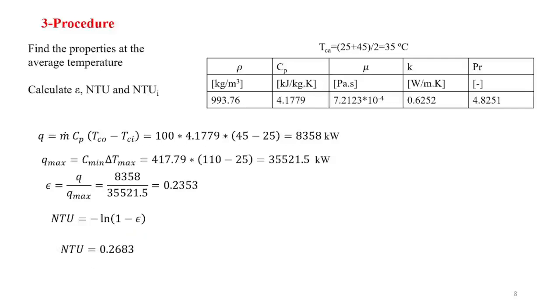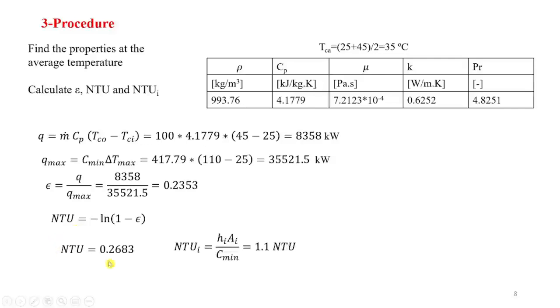Now, for the case that we have in hand, we have condensation over the tube and convection inside the tube. The heat transfer coefficient for the condensation is much higher than the heat transfer coefficient for the flow inside the tube. We can relate the number of transfer units for the whole heat exchanger to the number of transfer units inside the tube.